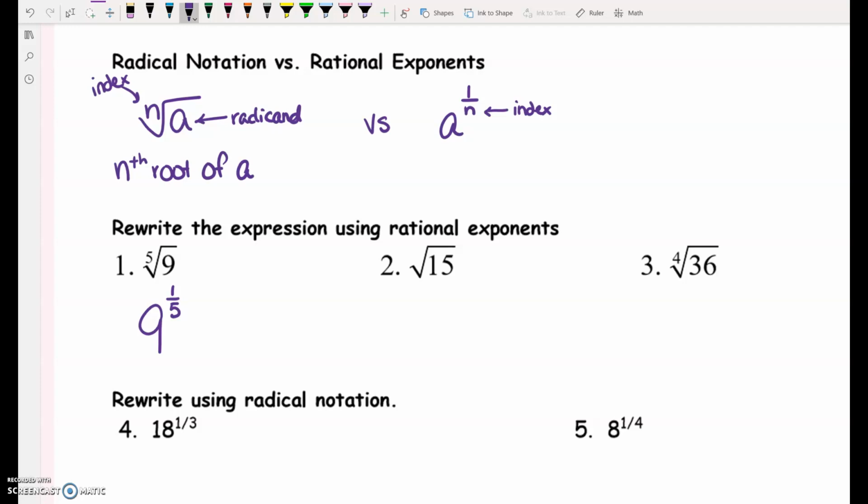Let's jump over to number 3. What do you think number 3 is? 36 raised to the 1/4.